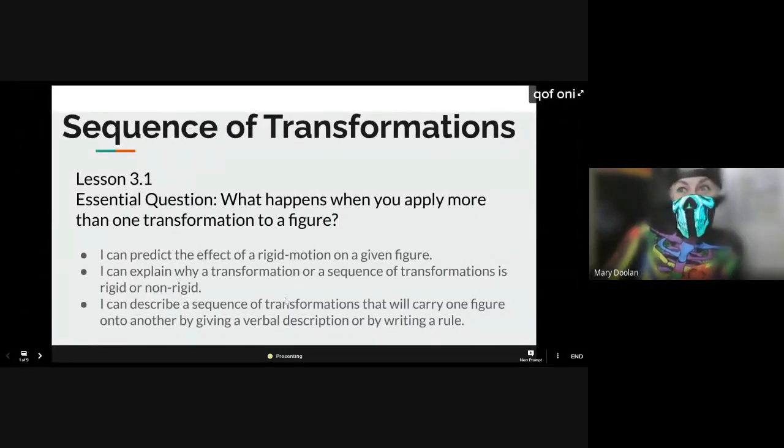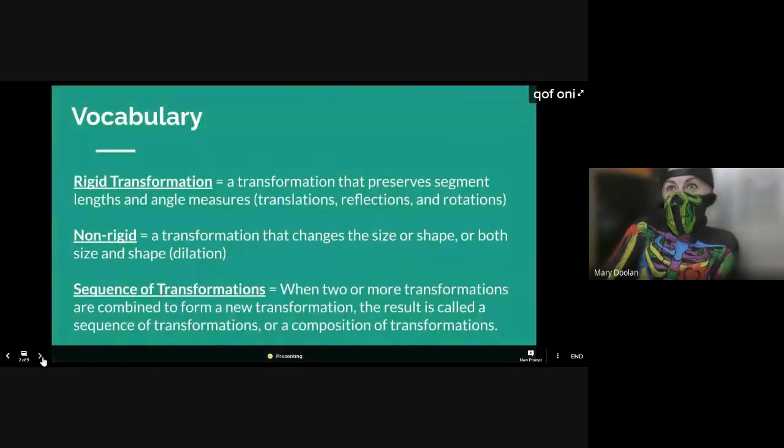And finally, I can describe a sequence of transformations that will carry one figure onto another by giving a verbal description or by writing a rule. Vocabulary. Rigid transformation: a transformation that preserves segment lengths and angle measures. Examples: translations, reflections, rotations. All the transformations we've learned so far are rigid.